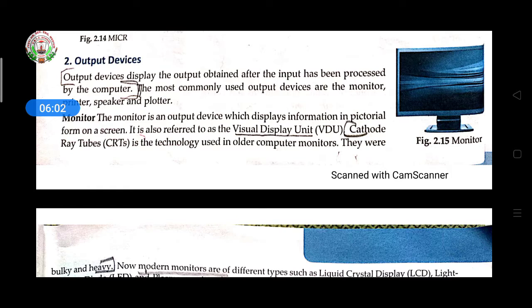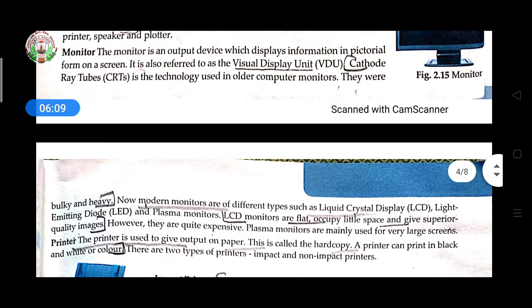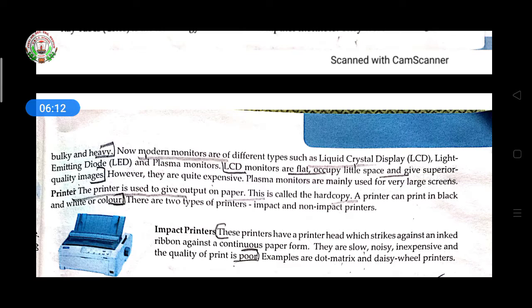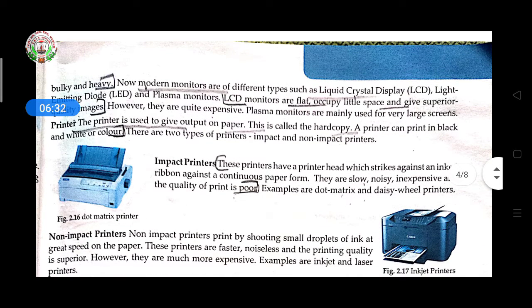So cathode ray, earlier, in the older time, we used the cathode ray tube, CRT, as a monitor. You have seen the old computer and the new computer, and you know the difference. The old computer monitor looks very bulky, the backside CRT is very big. And nowadays we are using the LCD, and as you have seen in the LCD picture, it is very flat and very easy to handle.